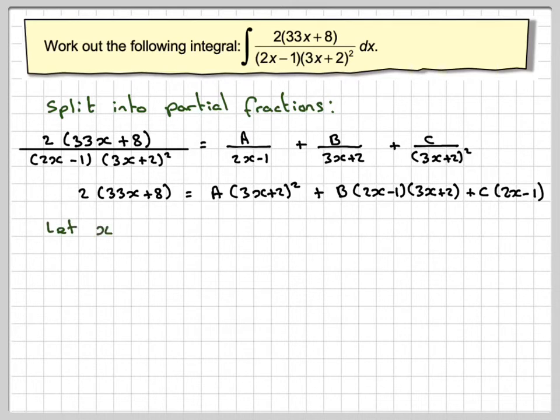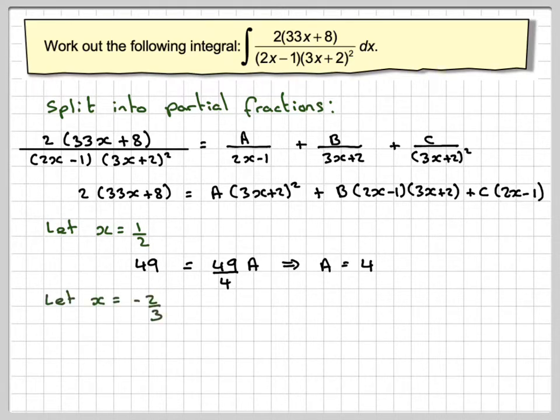Right, so we'll let x equal a half, which will mean that bit here will be 0. This here will also be 0, because 0 times anything will just give us 0. So it just means on the left-hand side, we will get 2 times 33 times a half plus 8, which is 49. And here we're going to get 3 times a half plus 2 all squared, which is 49 over 4. And therefore we can see that A is equal to 4.